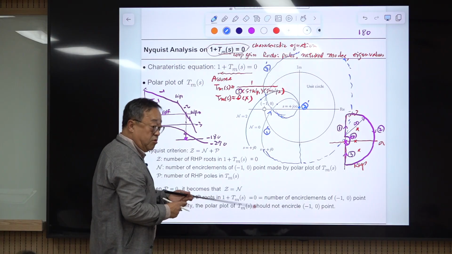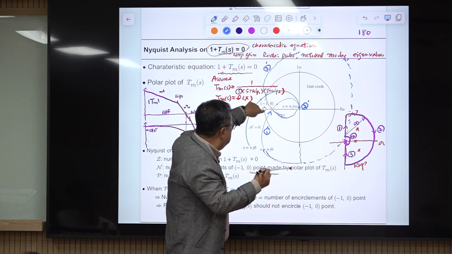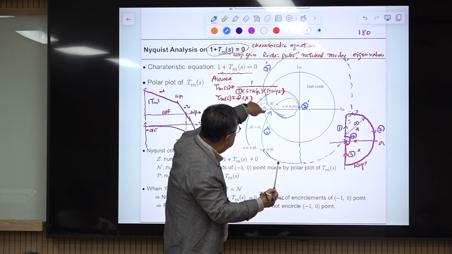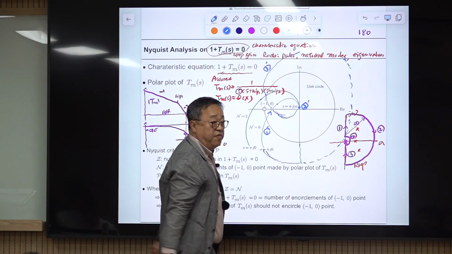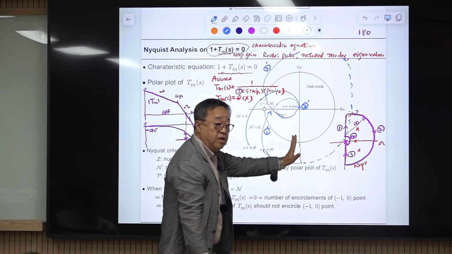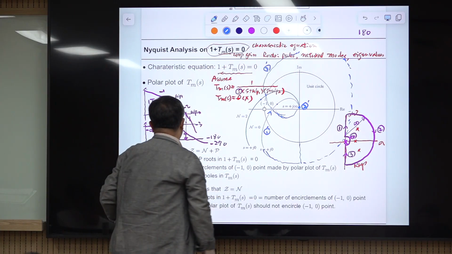Then Nyquist analysis says this is a critical point, and when you are going to this origin without encircling this, then there is no RHP loop. System is stable, right? System is stable. Okay, let me finish up this.